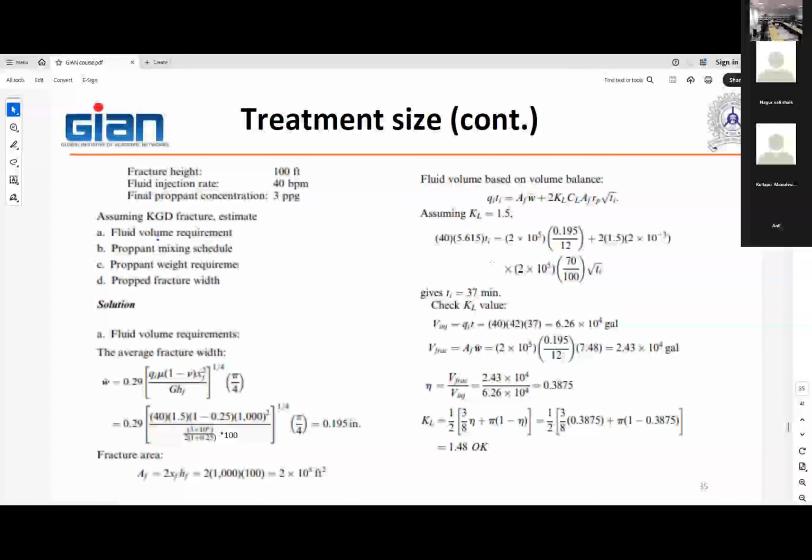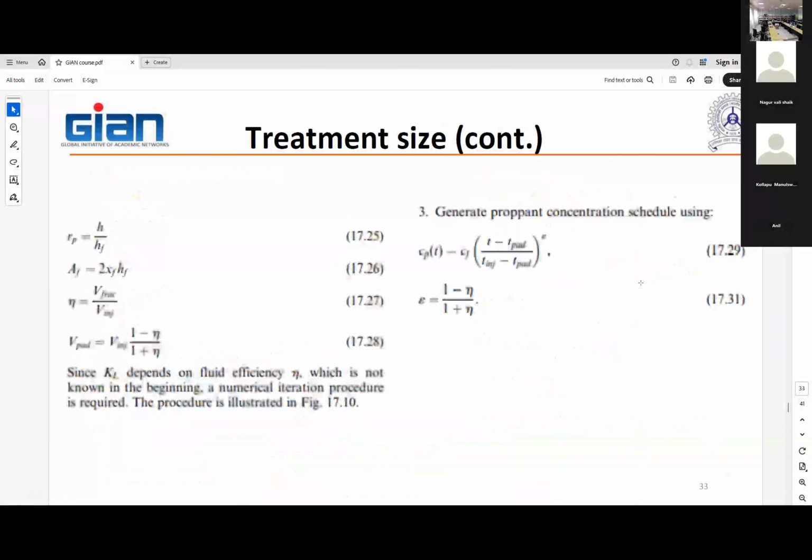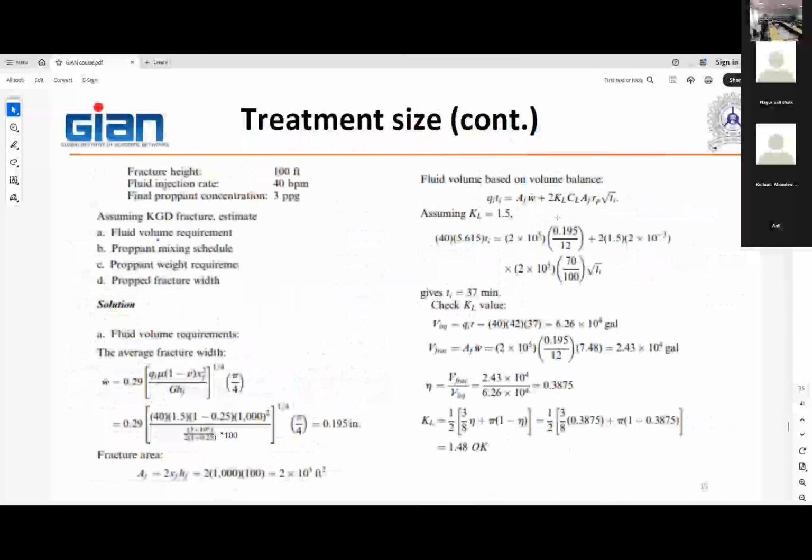Then 70, which is your RP. RP is 70 divided by 100, the ratio of the reservoir to fracture height, root over Ti, the total injection time. And this number, 2 times 10 to the minus 3, is the leak off coefficient. That number we are putting there. If you put all of that in, you can solve for root over Ti, or Ti.